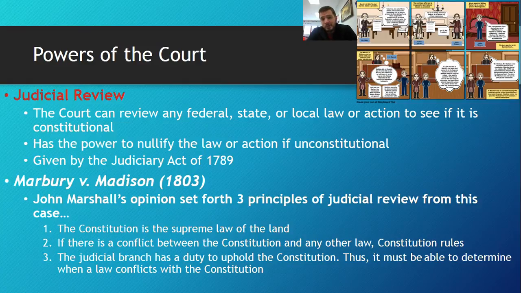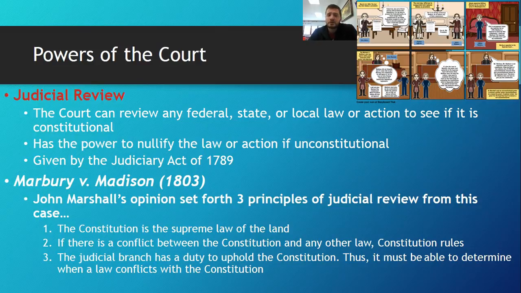There is nothing about judicial review in the Constitution. Okay, this was created because of a Supreme Court case known as Marbury versus Madison. Okay, we'll talk about that more in a second. We've already kind of talked about that a little bit, but I want to get a little bit more in depth with it.